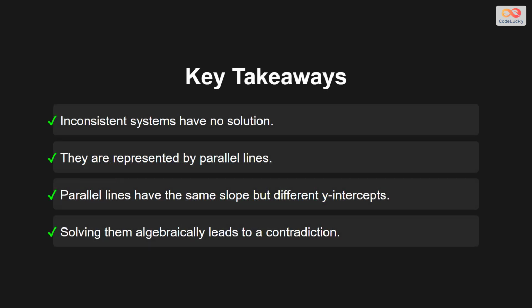To sum it all up, inconsistent systems are systems of equations that have no solution. Graphically, they appear as parallel lines that never intersect. Algebraically, their equations have the same slope but different y-intercepts. And if you try to solve them, you'll always arrive at a mathematical contradiction. Understanding this helps you see how different equations can relate to each other.